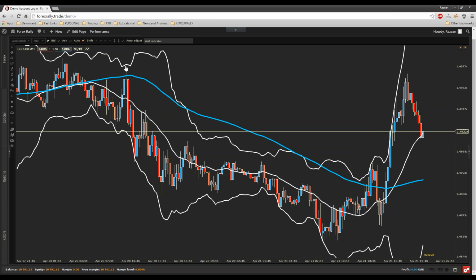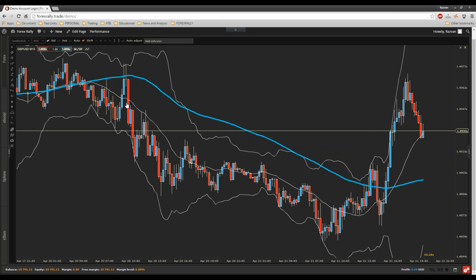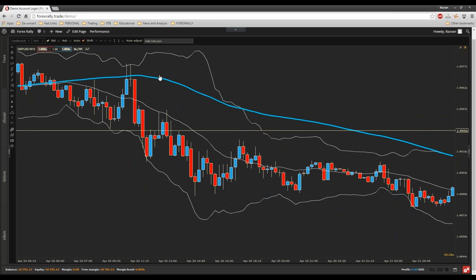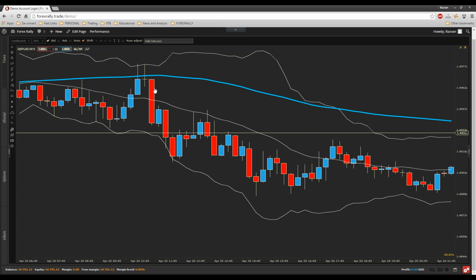This is called the evening star, but I don't like this candle because it's very big, but I like the shadows. The big shadows from here tell me that there is a high pressure coming from the bears. So my idea of a trade here would be that if the minimum of this candle here will be broken, then I expect for the price to go and hit the lower boundary of this Bollinger.